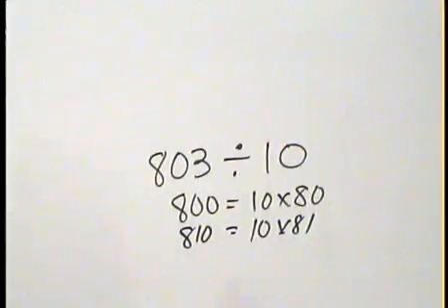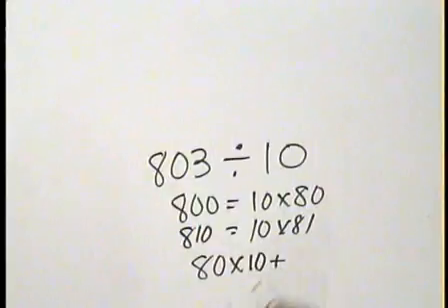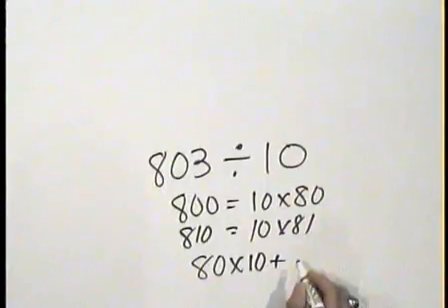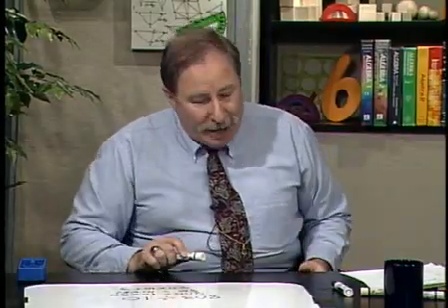803 is between 800 and 810. So our answer, obviously, is going to be 80 times 10 plus some remainder. Well, what do I have to add to 800 to get to 803? I have to add 3. So our answer is that 803 divided by 10 is 80 with a remainder of 3. I hope you got that one correct.